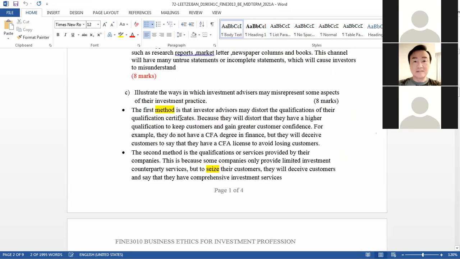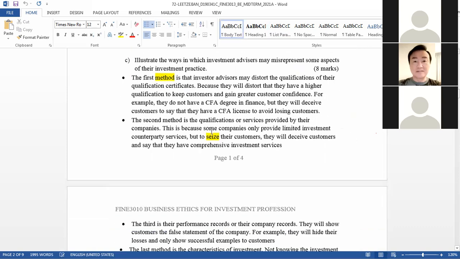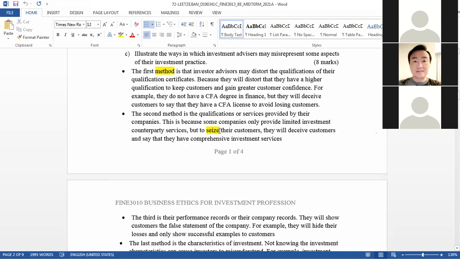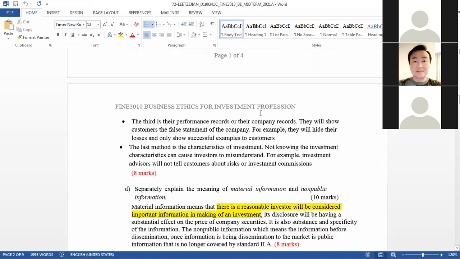Right. So no, not method. Ways and methods are 2 different things, right? Okay. And then why must you seize your customer? Wow. You try to win over your customer. You don't try to seize your customer. Nevertheless, because you still mentioned it, you got 8 marks.